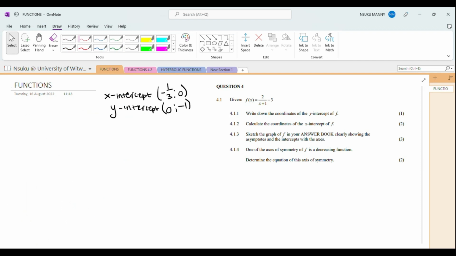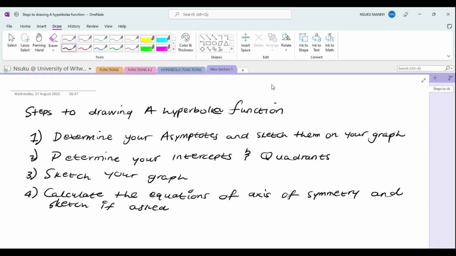So 4.1.3 says sketch the graph of f in your answer book, clearly showing all the asymptotes and the intercepts with the axes, right? Before we attempt to sketch the graph, I just want to take you to this page, which gives you the steps of drawing a hyperbolic function. In many cases, you can use these steps to draw any form of function. It's just that some functions don't have asymptotes and an axis of symmetry.